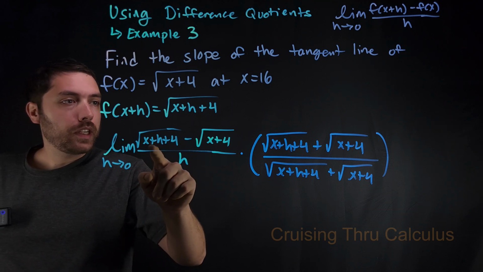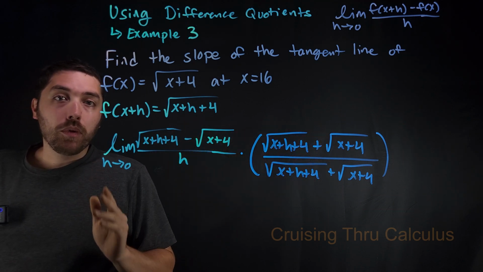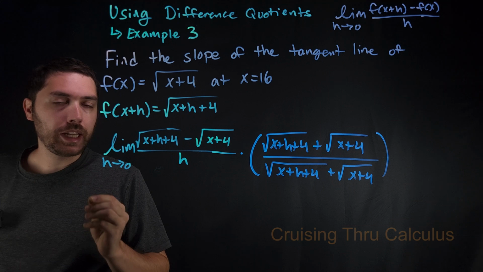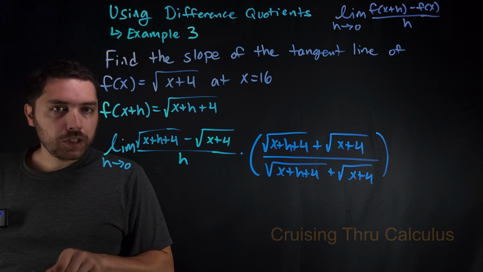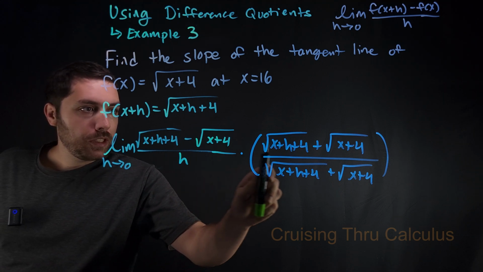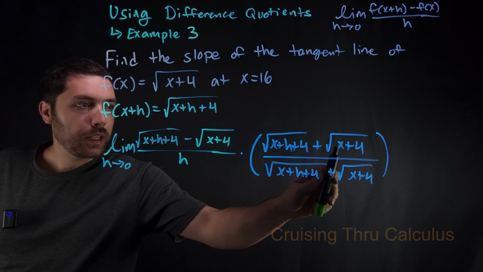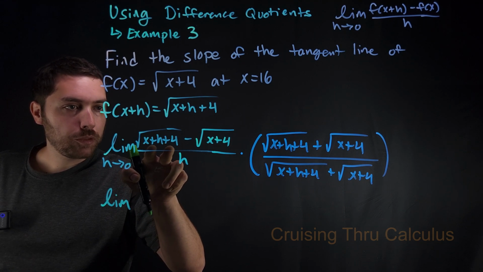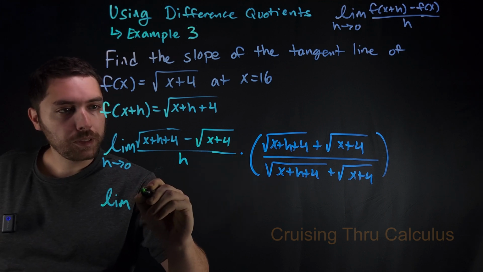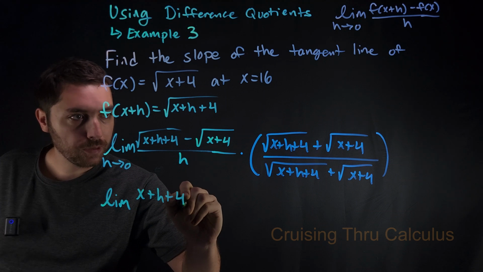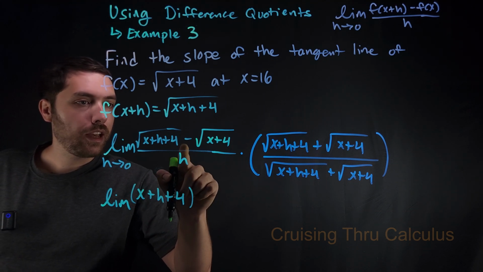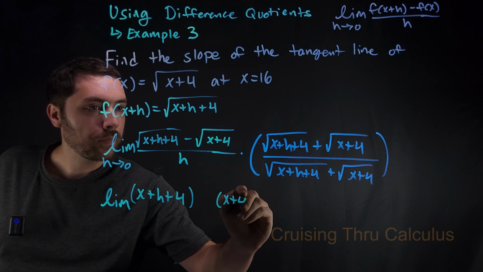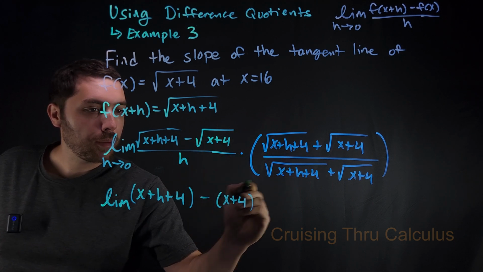Okay, now when we multiply this out, we're going to FOIL it out. And when you multiply by the conjugate, every single time, the middle pieces will cancel out. So there's a little trick you can do to save some time. Multiply the first piece by the first piece, and the last piece by the last piece. So let's do that here. Square root of x plus h plus 4 times the square root of x plus h plus 4 is x plus h plus 4. Then we have the square root of x plus 4 times the square root of x plus 4 is x plus 4. And actually, because of the negative sign here, it's going to be a minus, just like that.